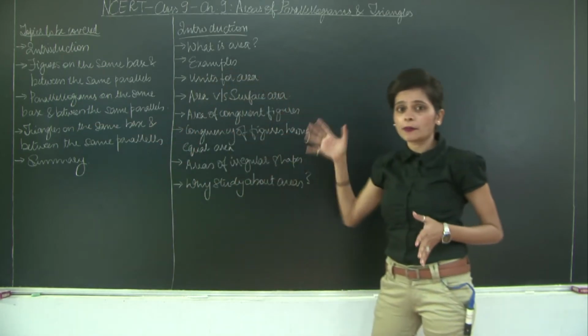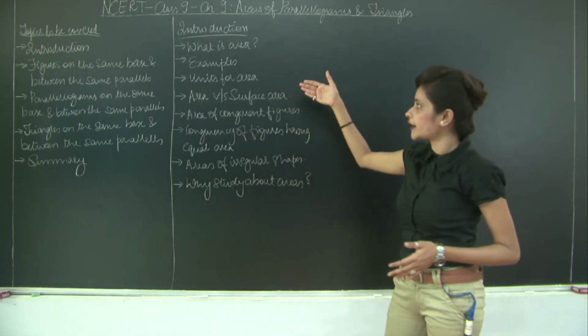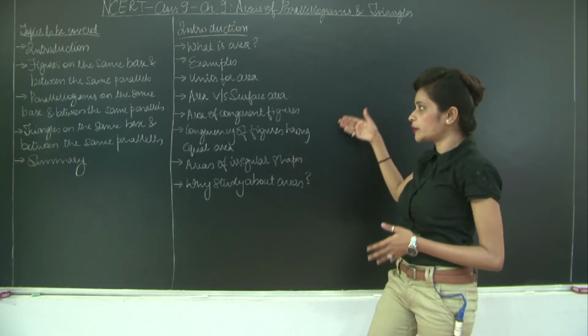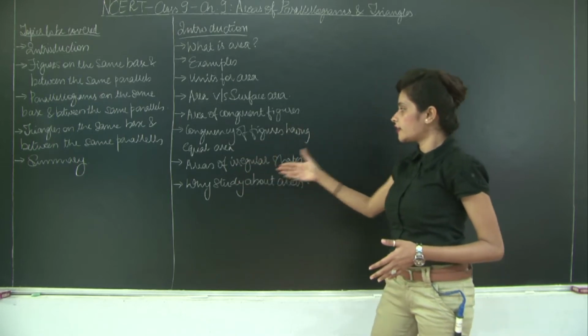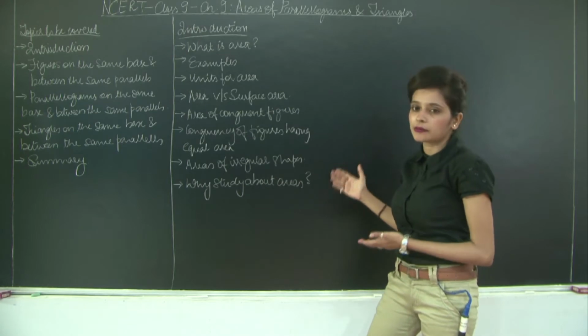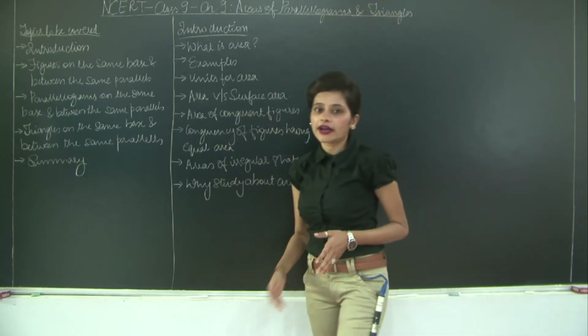The topics, subtopics for introduction are what is area, examples, units for area, area versus surface area, area of congruent figures, congruency of figures having equal area, area of irregular shapes, and why are we exactly studying about area? Because this chapter is based upon areas of parallelograms and triangles.